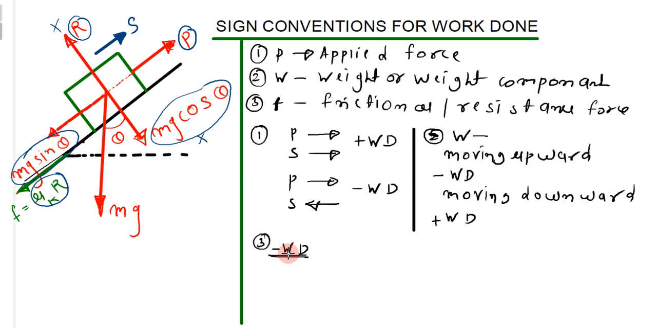For applied force, if the direction of applied force and the direction of displacement are the same, work done is positive. If they are opposite to each other, work done will be negative. For weight component, if the body moves in the upward direction, work done will be negative. If the body moves in the downward direction, work done will be positive. And for frictional force, whether the body moves upward, downward, rightward or leftward, it doesn't matter. Always remember, work done by frictional force, or by any resisting force, is always negative.